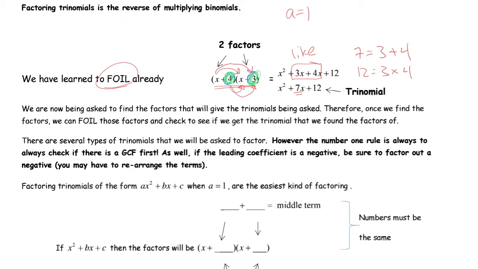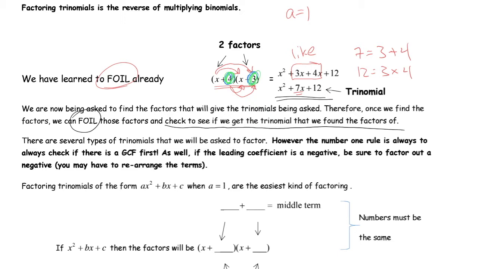So now what we're asking you to do is to go backwards from that trinomial, from that x squared plus 7x plus 12, and go backward to the two factors that we multiplied together to get it. And once we've done that, we can always use FOIL to check to see if we've done that right, to check to see if the factors that we are guessing here are actually the factors that we're going to use.